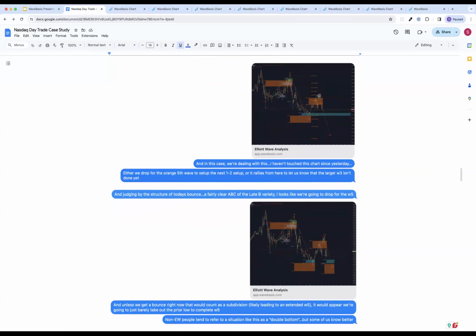When we got the bounce, we got overlap with wave 1. The wave 1 stopped here. This penetrated that wave 1 into the territory of wave 1. So we got an overlap. So the best that we can hope for, if this is going to continue down in 5 waves, is that maybe it's a leading diagonal, or maybe it's some other corrective variant.